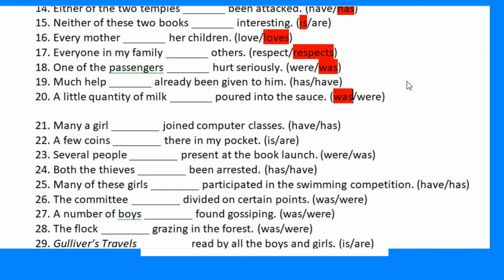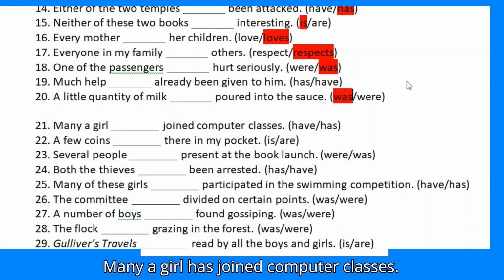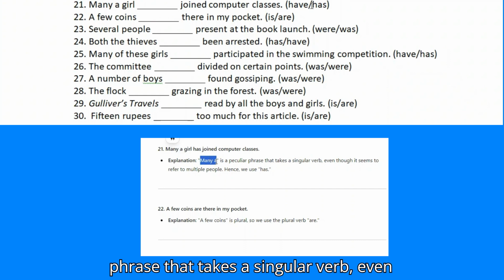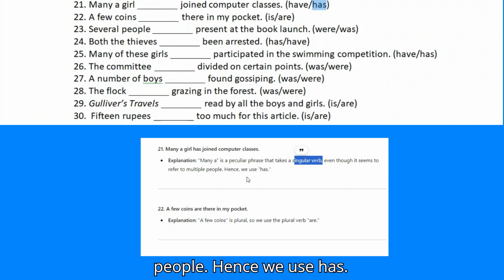These are the answers. 21. Many a girl has joined computer classes. Explanation. Many a is a peculiar phrase that takes a singular verb, even though it seems to refer to multiple people. Hence, we use has.